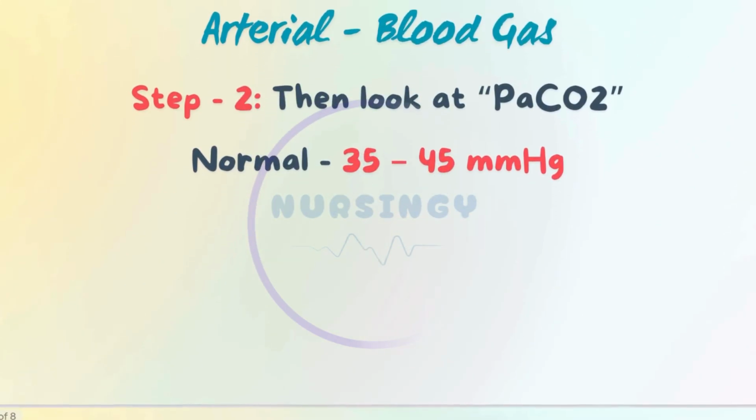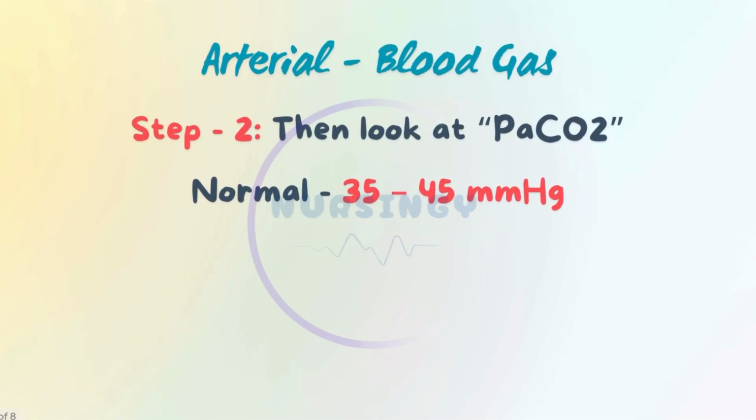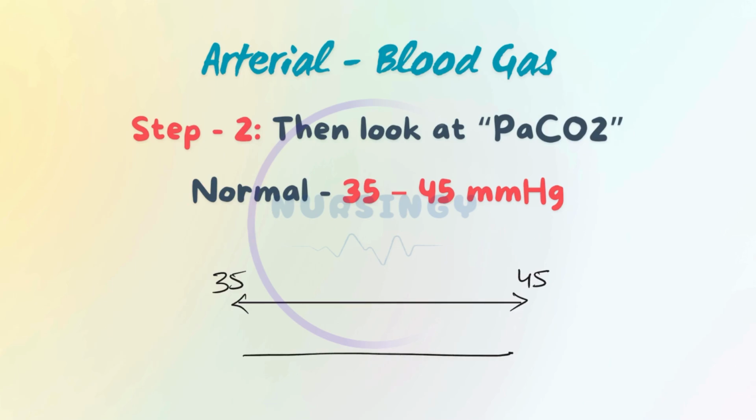Next we will move to the second step. After checking the pH, look at the PaCO₂ and ask whether it's on the same side or opposite. We will put a line, 35 and 45. Now we need to check whether it is lining up on the same side as the pH or opposite, because according to the ROME rule, respiratory is always opposite and metabolic is always equal.